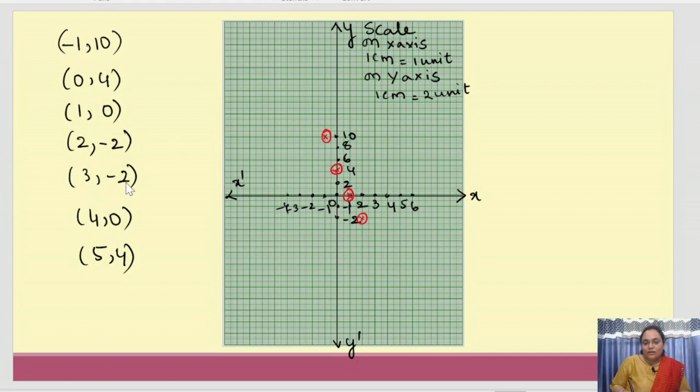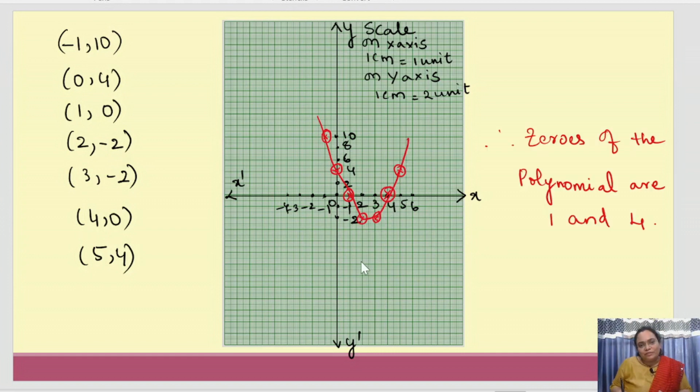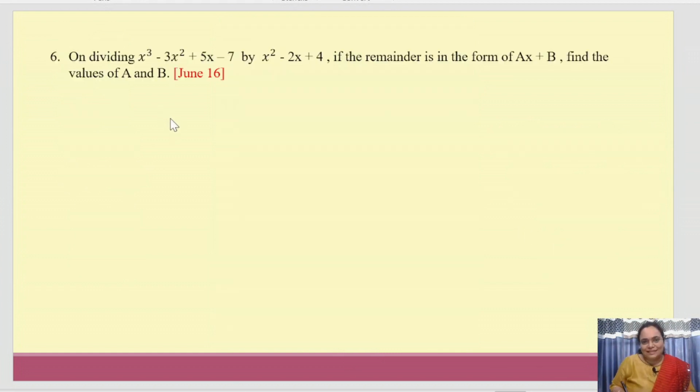The next one is 3 and minus 2. 3 on the x axis, minus 2 on the y axis, which is this one. The next one is 4 and 0. 4 on the x axis, 0 on the y axis, which is this one. The next one is 5 and 4. 5 on the x axis and 4 on the y axis, which is this one. Now let us join these points. So from the graph, we can say that the zeros of this given polynomial are 1 and 4. Okay. So let us see the next question.